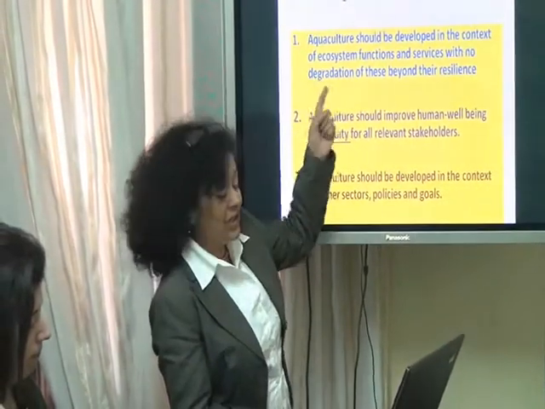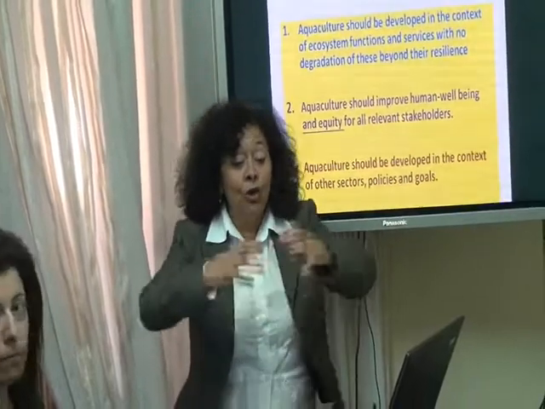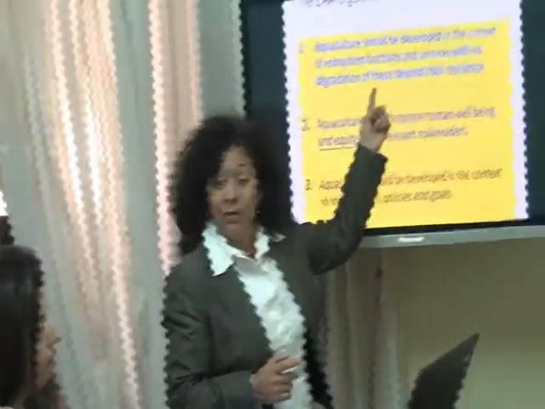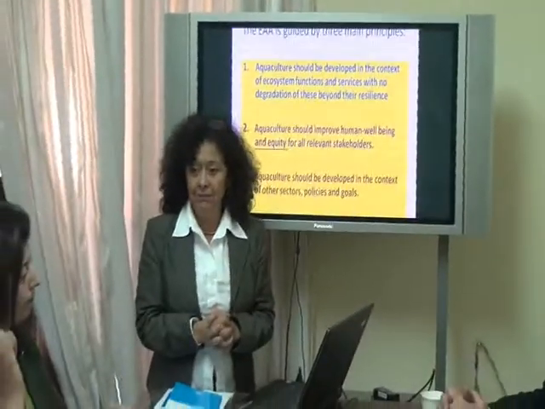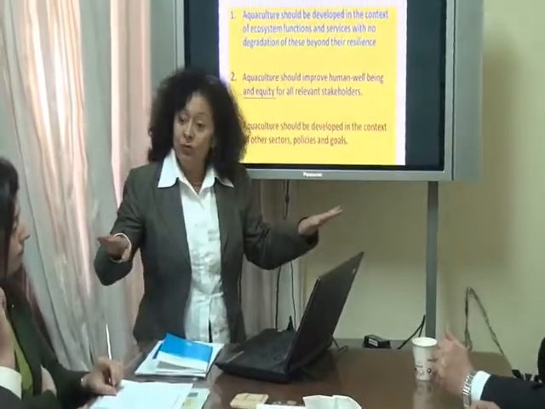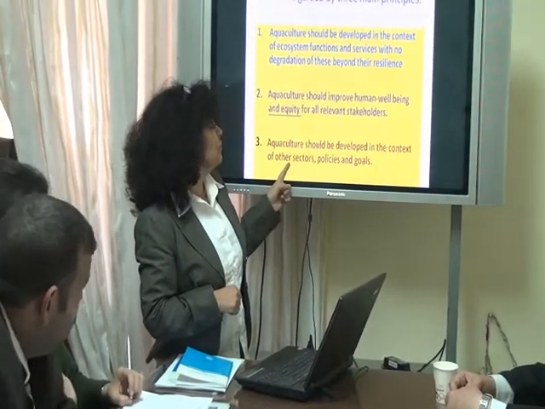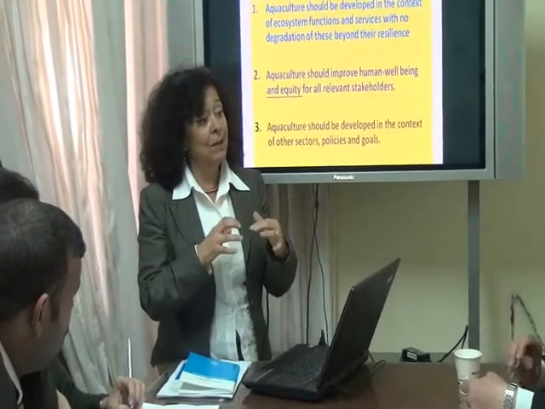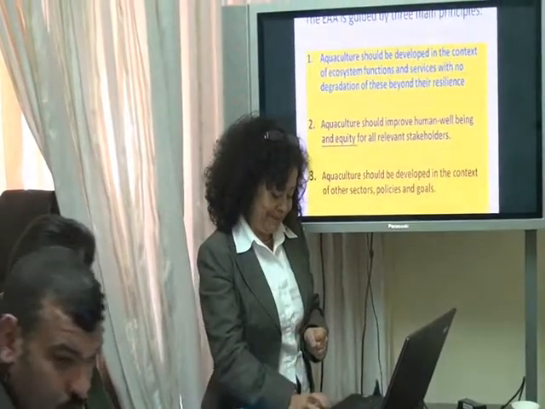So, first of all, aquaculture must be developed in the context of the ecosystem functions and services. If we grow more than the ecosystem can hold, we will have a problem. So we have to be aware of the ecosystem functions and services. Aquaculture should improve human well-being and equity. We cannot have aquaculture just for a few people. We have to make sure that we are favoring food security and providing equal opportunities. And aquaculture should be developed in the context of other sectors, policies, and goals. Aquaculture has to be understood by agriculture, by urban development, so we have to try to do it together.